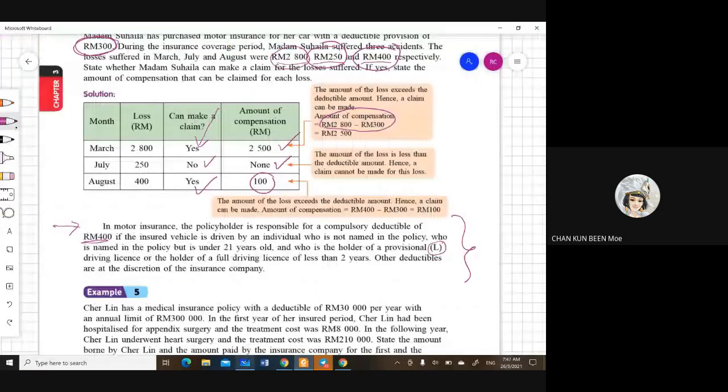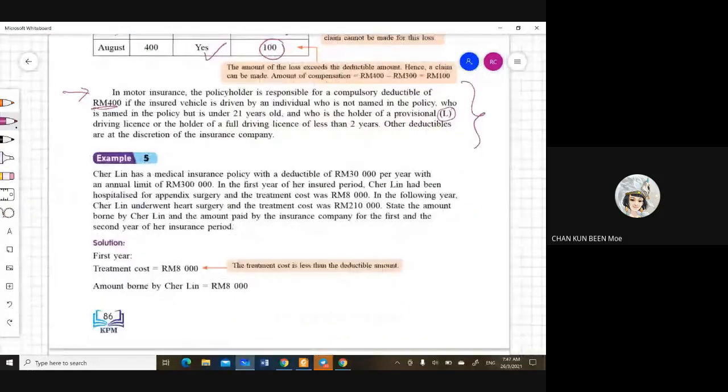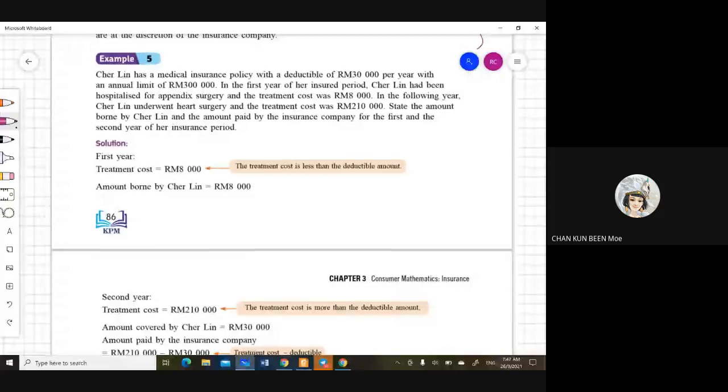Okay, so we move on now. Now we look at example 5 given here. Shirlene has a medical insurance policy with a deductible of 30,000 per year, with an annual limit of 300,000. In the first year of her insured period, Shirlene had been hospitalized for appendix surgery, and the treatment cost was 8,000. In the following year, Shirlene underwent heart surgery, and the treatment cost was 210,000. State the amount borne by Shirlene and the amount paid by the insurance company for the first and the second year of her insurance period.